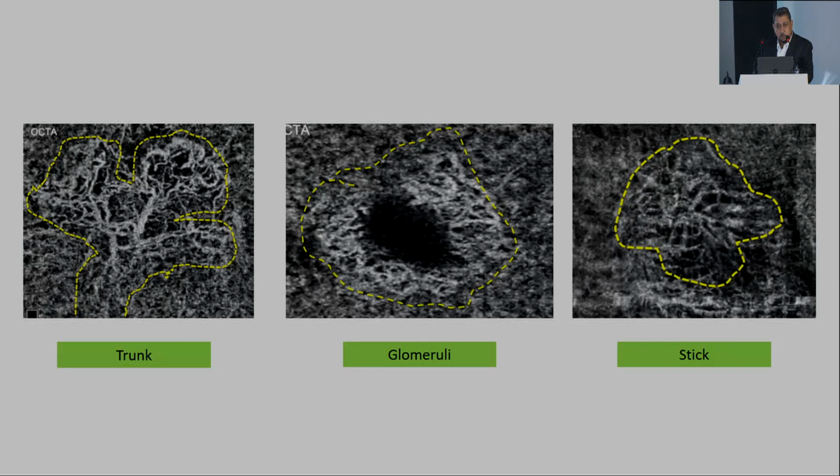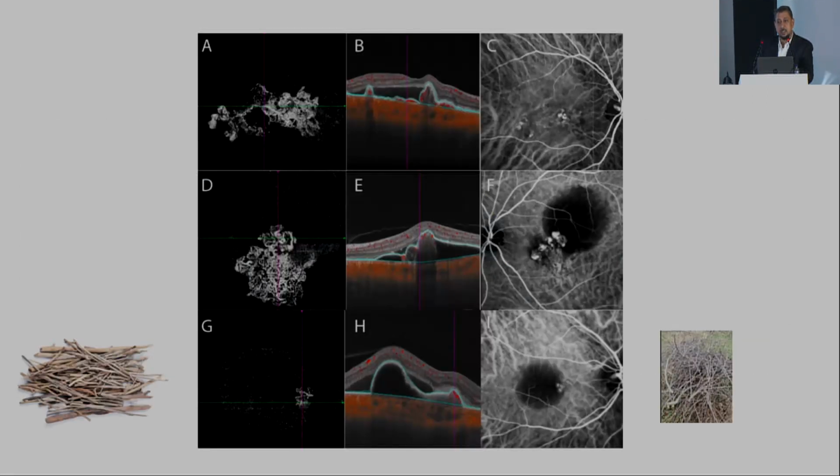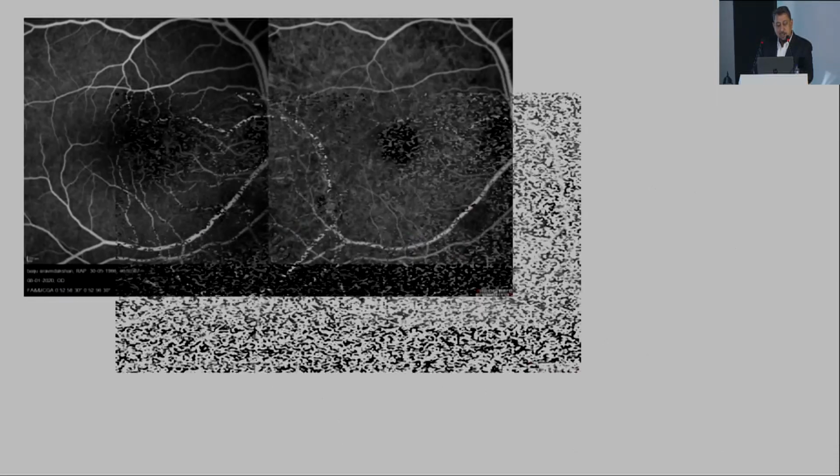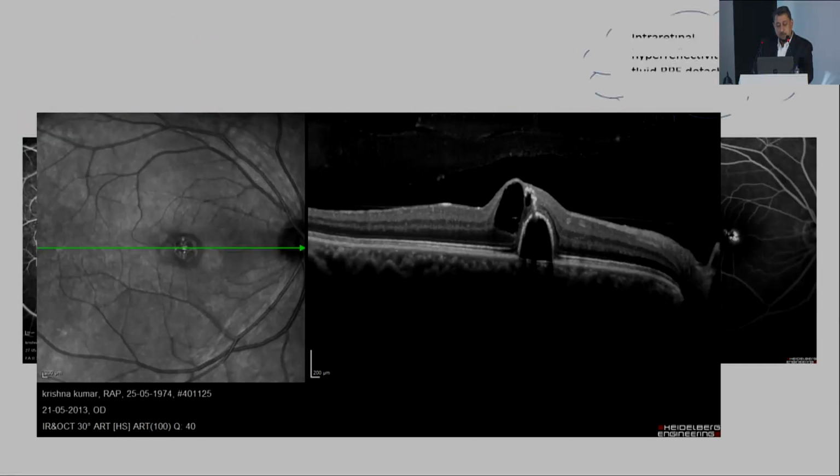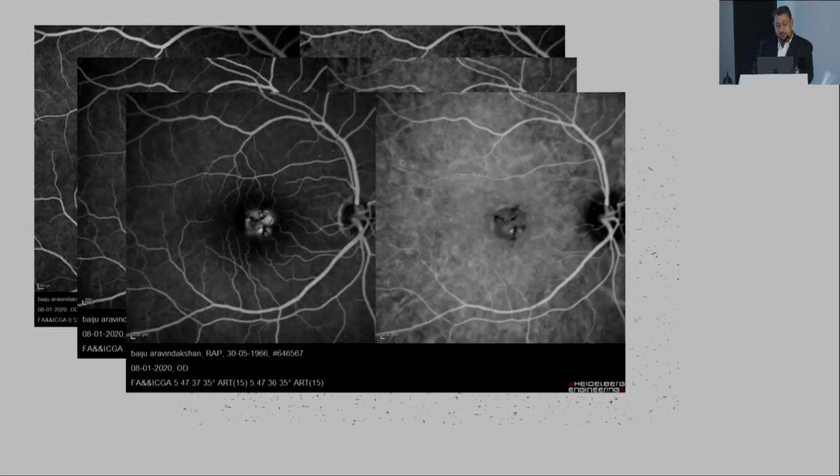But what I want to show with this slide is that we've discovered that BVNs are not uniform. There are many types of BVNs. Trunks, glomeruli, and sticks. They're different appearances. And why is this important? This explains to you that PCV is not a uniform disease. There are multiple variations, and that is why they do not respond to anti-VEGF uniformly. So I'm just going to skip this wrap because it's a bit too complicated even for me sometimes.